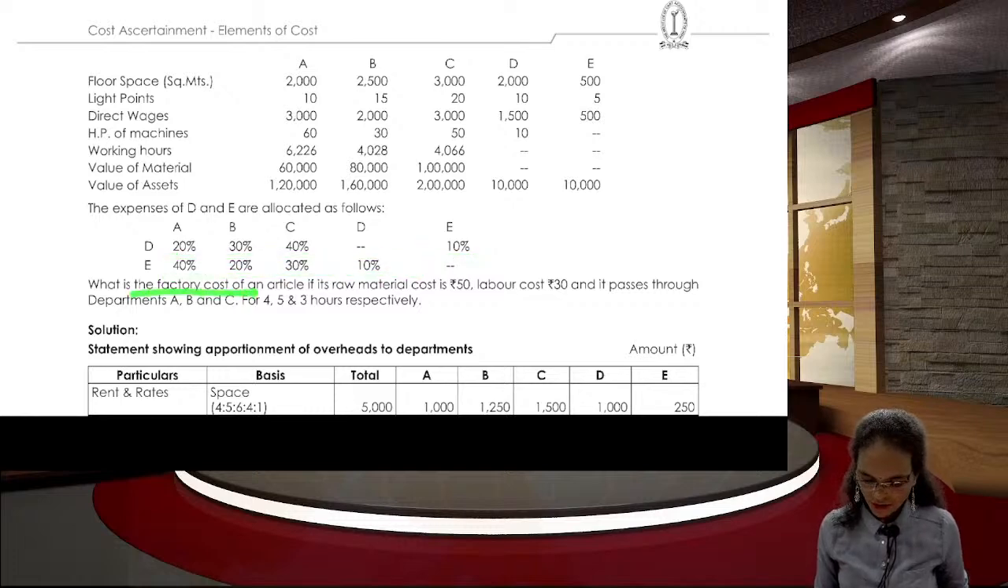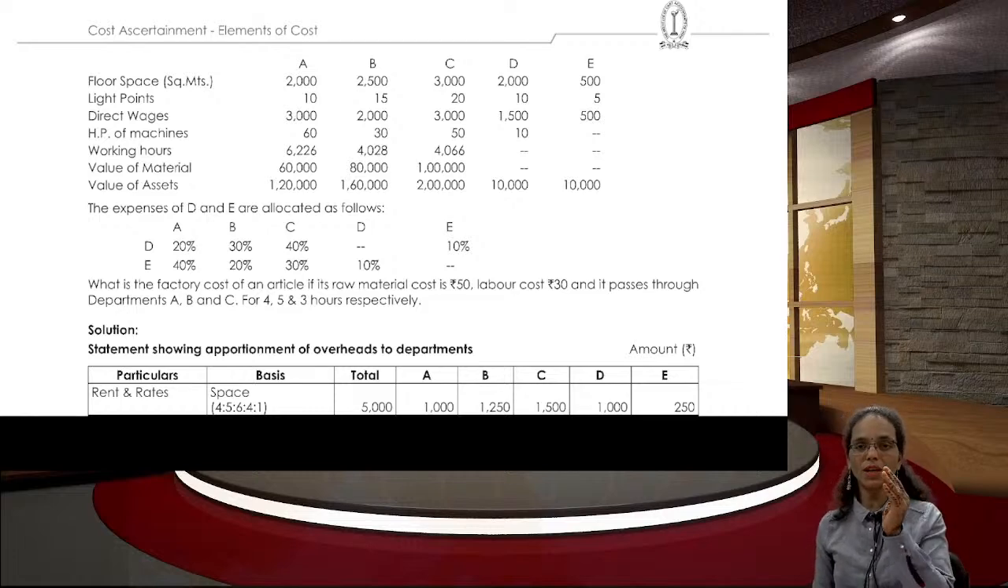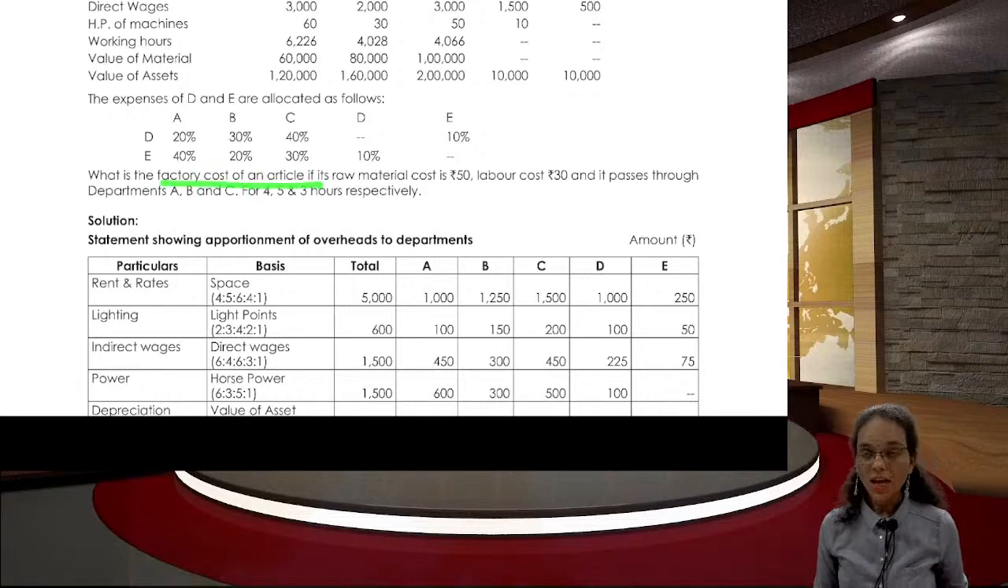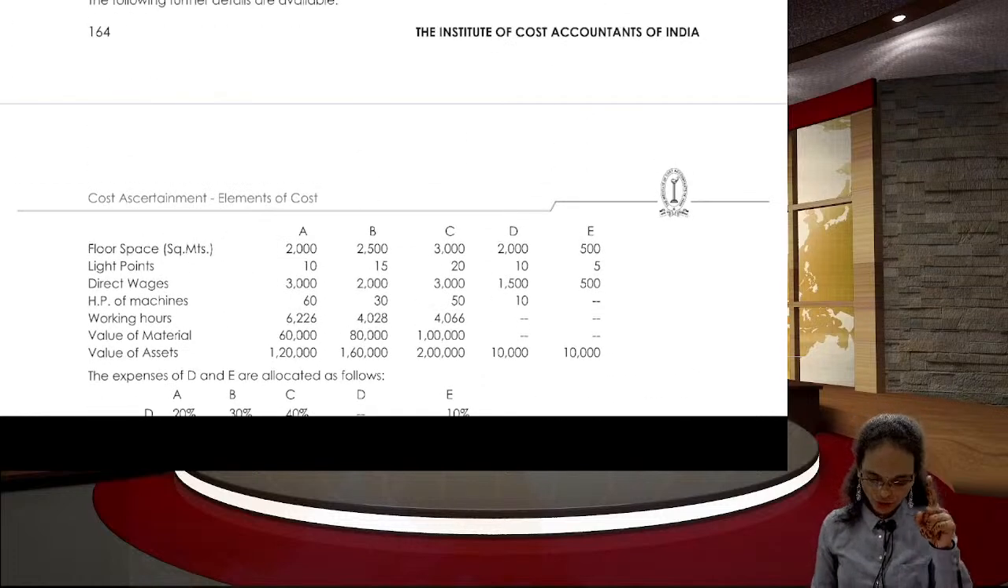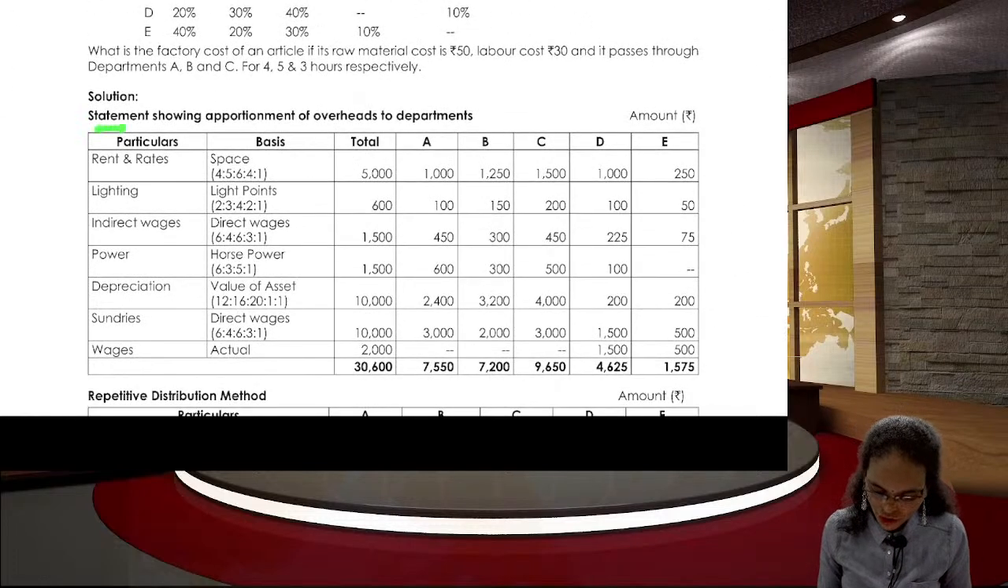What is the factory cost of an article if its raw material cost is this much, labor cost is this much, and it passes through departments A, B and C for 4, 5 and 3 hours respectively from each department? So what is the factory cost of an article? Before knowing the factory cost of the article, we need to know the overheads recovery rate. So first we need to do the primary distribution, then the secondary distribution. Statement showing the apportionment of overheads to the departments.